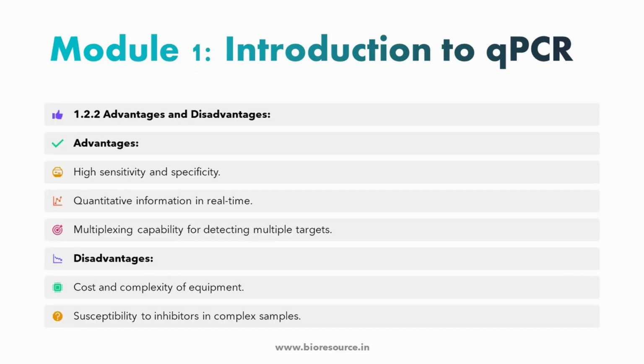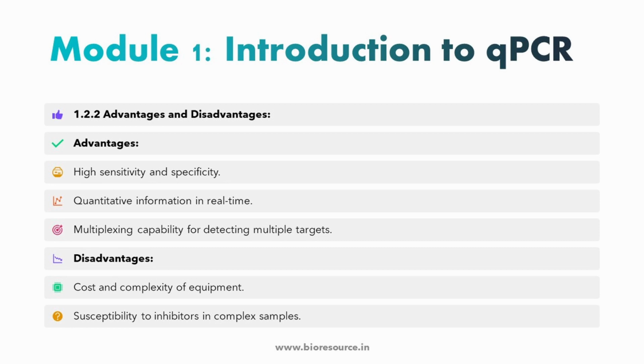So there are advantages and disadvantages for qPCR. The advantages include high sensitivity and specificity. Quantitative information is available in real time. You don't have to do any gel or any other kind of post-PCR modification or technique to identify the product. It can be obtained during the amplification phase itself. The multiplexing capability of detecting multiple targets is very useful, because even with a single PCR run, we can detect multiple targets. The disadvantages include cost and complexity of the equipment, because it requires a qPCR instrument which is bulky, and the cost of running those instruments is expensive.